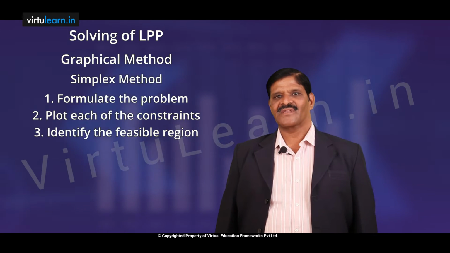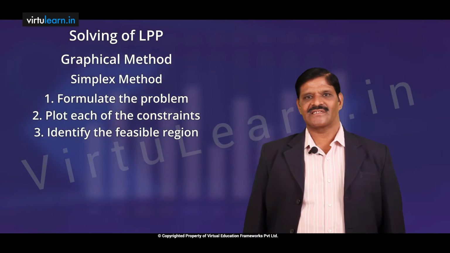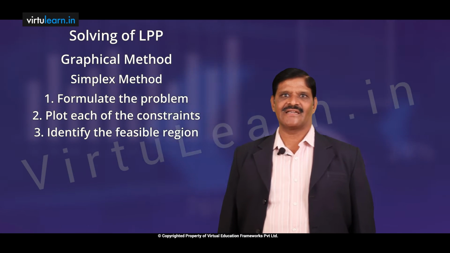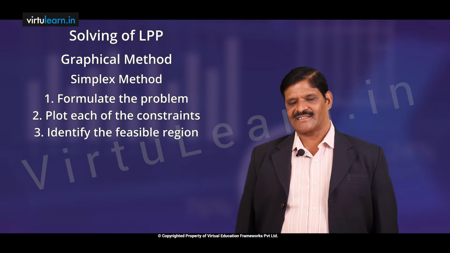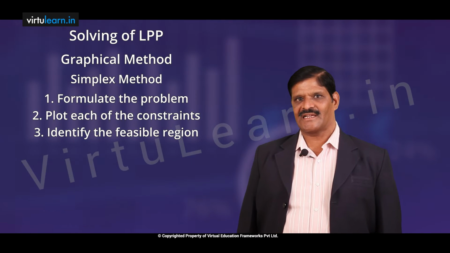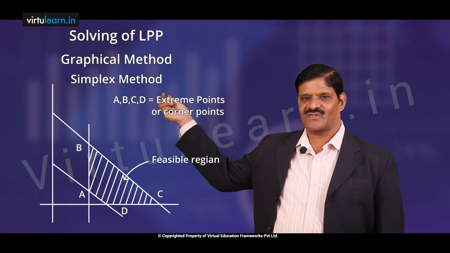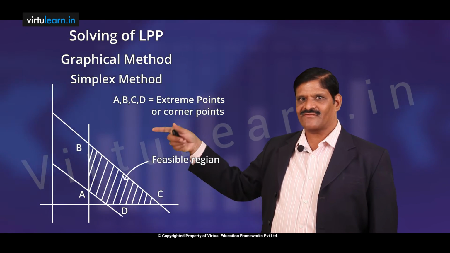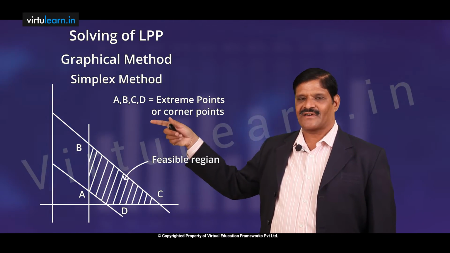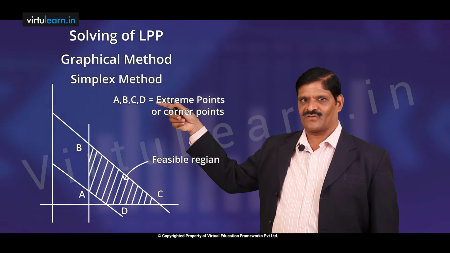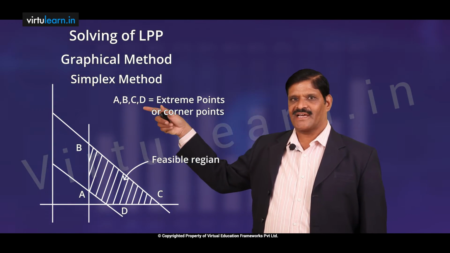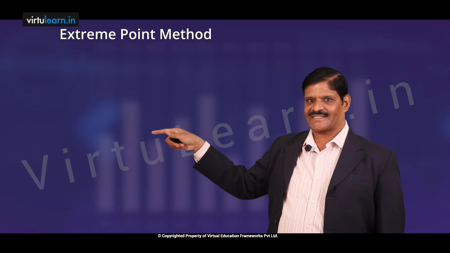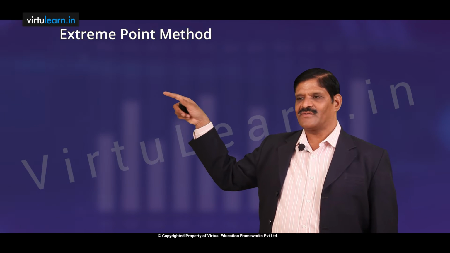So if there are 5 constraints, it will result in 5 lines. Or if there are 3 constraints, that will give us 3 lines. Once we have drawn those 3 lines, as shown in the graph, we will find some hatched region, which we call the feasible region for the problem or for the solution. Then we will try to identify the extreme points, right? Then we try to find the solution.